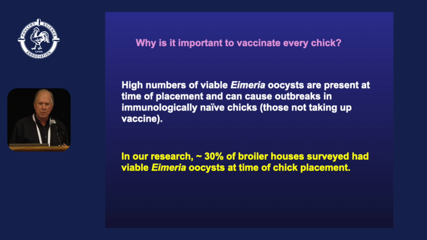So there's oocysts in the house, they're viable. You're putting chicks in the house that are immunologically naive, and it's just, in all likelihood, inevitable that some of these chicks are going to come down with coccidiosis.